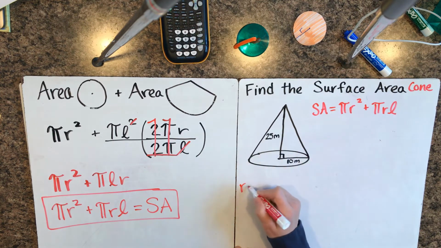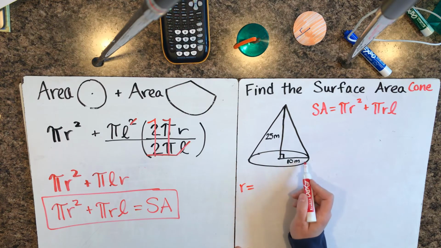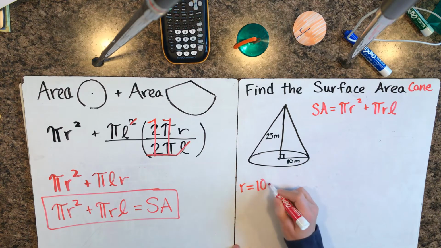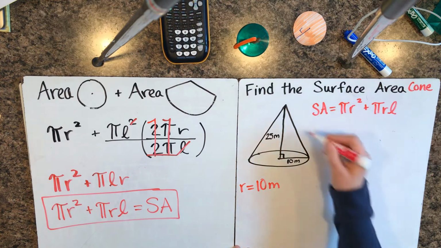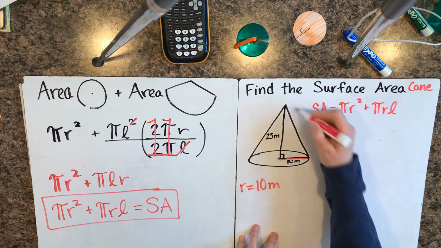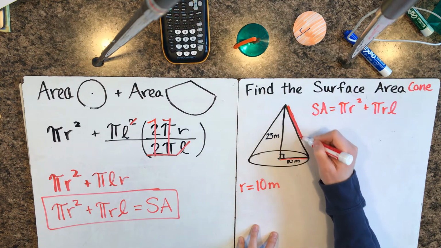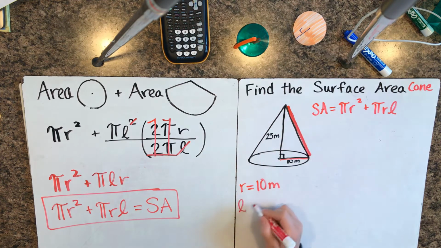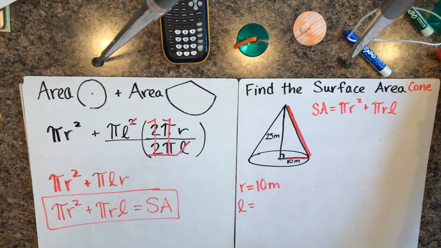R, in this case, the radius, they gave it to us, it's 10. We didn't have to cut it in half like last time, so 10 meters. And L, okay? So here's my radius, here's my L. But this time, we don't know L. We're not sure what that is, okay?